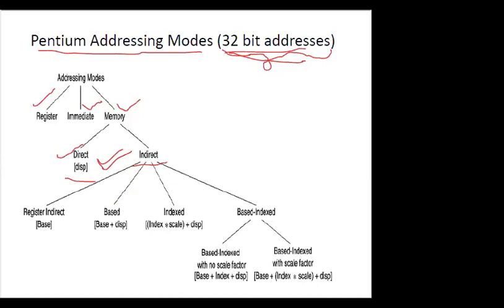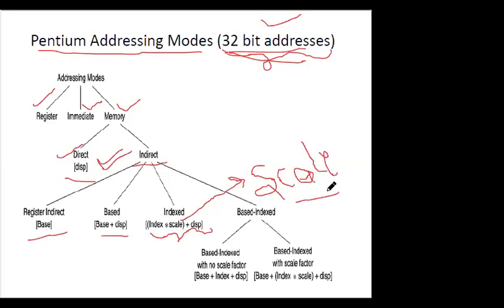So register indirect can be categorized into register base, then base plus displacement, just as we categorized in 16-bit. The same will go in 32-bit, but there is a difference in indexed addressing. We add a factor of scale. What is this scale, and why and how it is added in the addressing, we will see in the next slides.